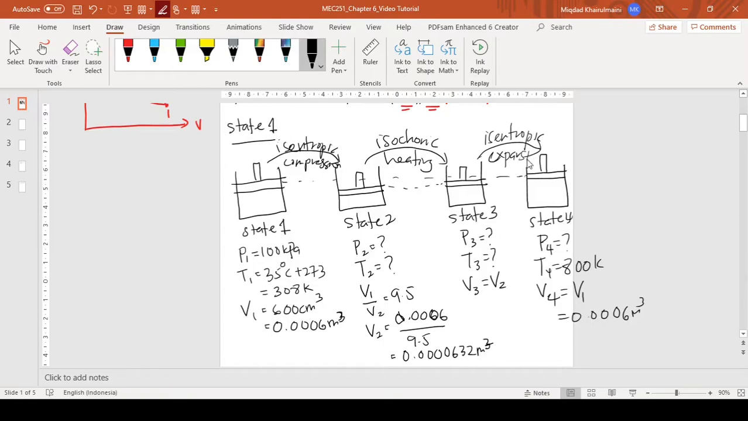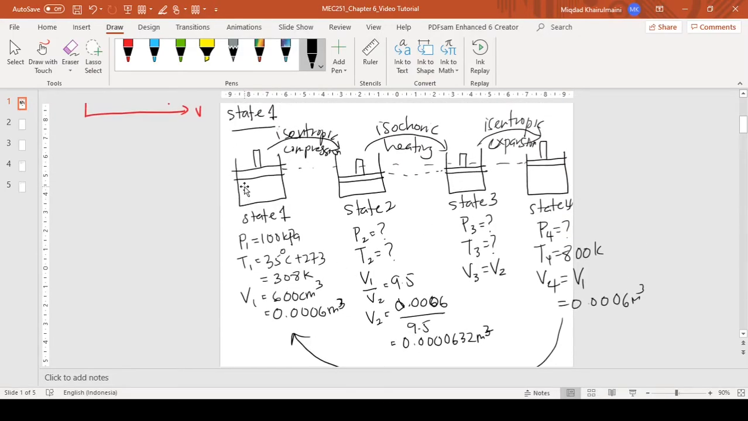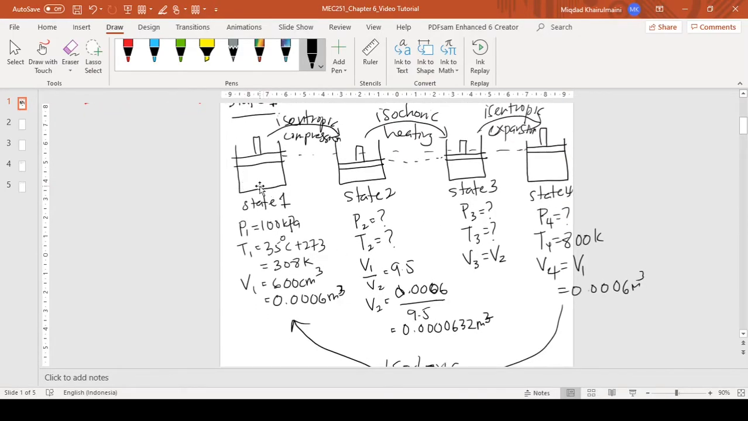And then the final process, to make it a full cycle, from state 4 here, we return back to state 1 by isochoric, constant volume heat rejection. So isochoric cooling. Because we are rejecting heat, we have to cool the substance back to its initial position. So this is step 1. Try to draw to see that you understand the question.